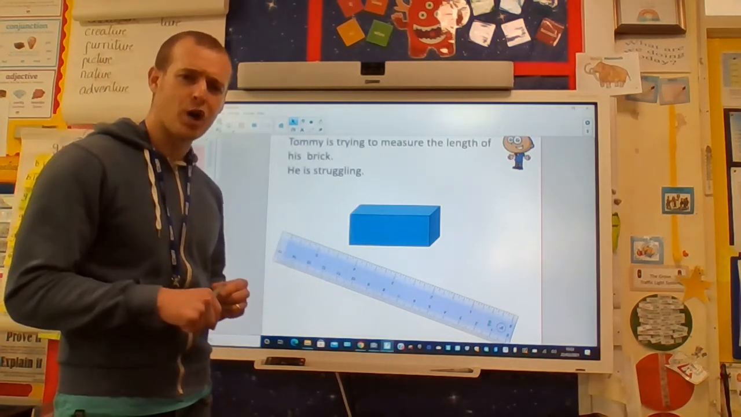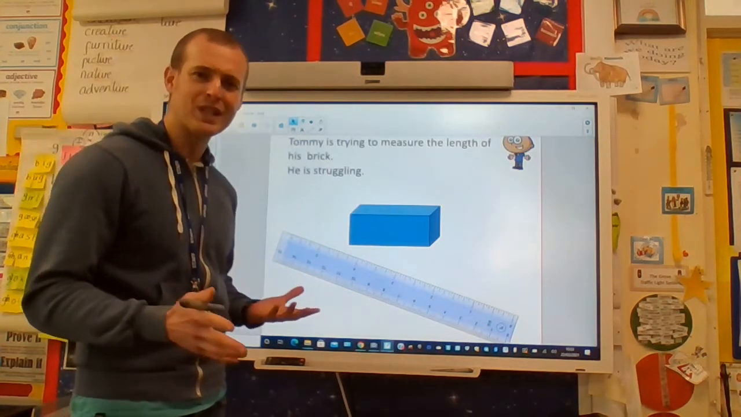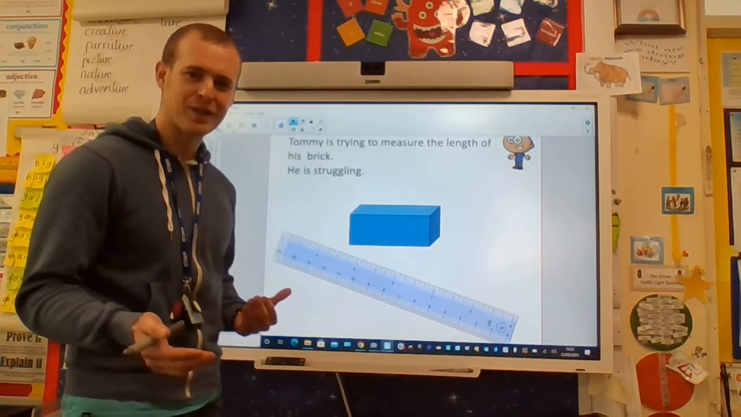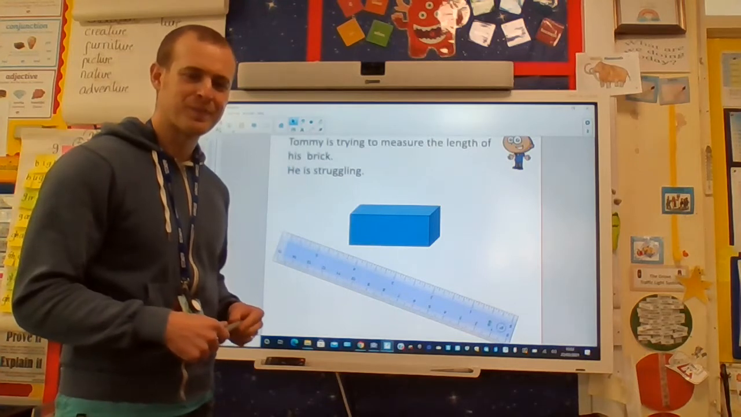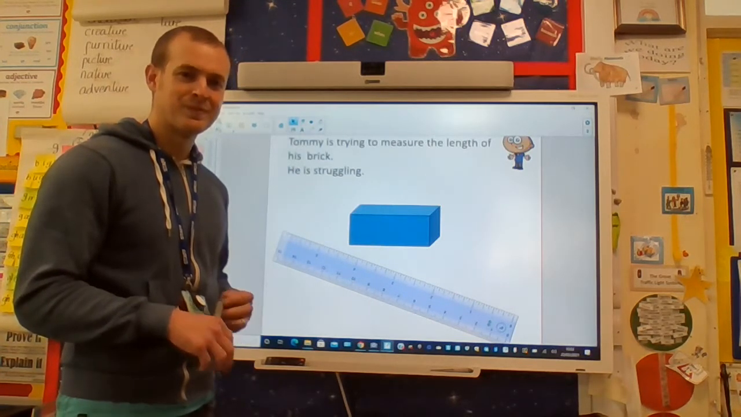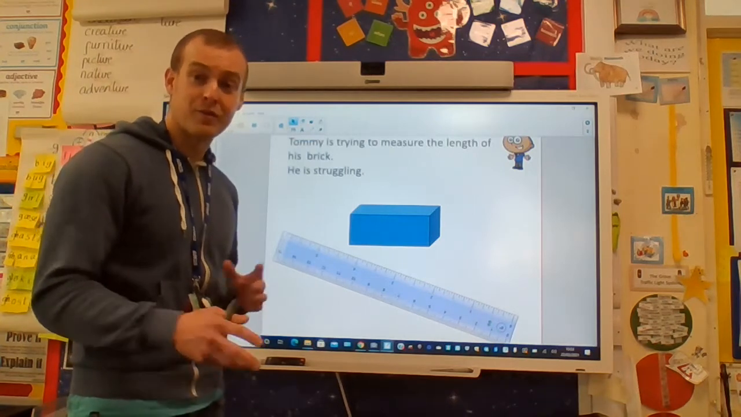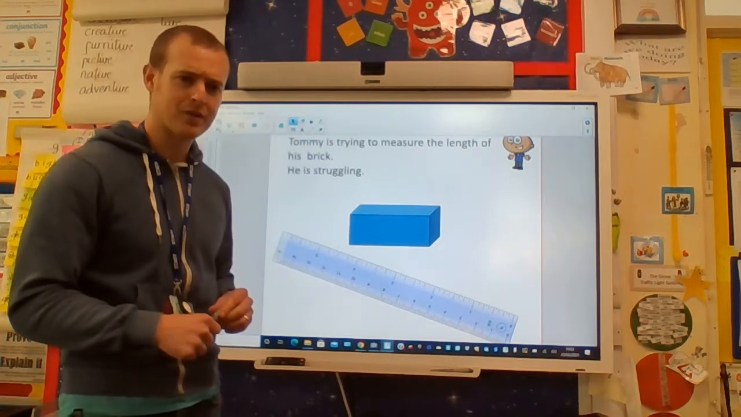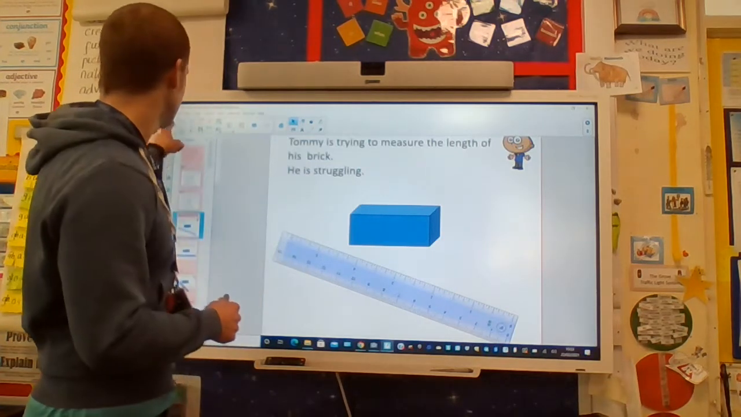Have a little think at home. What do you think Tommy needs to do in order to measure the length of his brick? Have a little think. What do you think? Have you come up with an idea of what he needs to do? Because his ruler's all over the place. Let's have a little look.